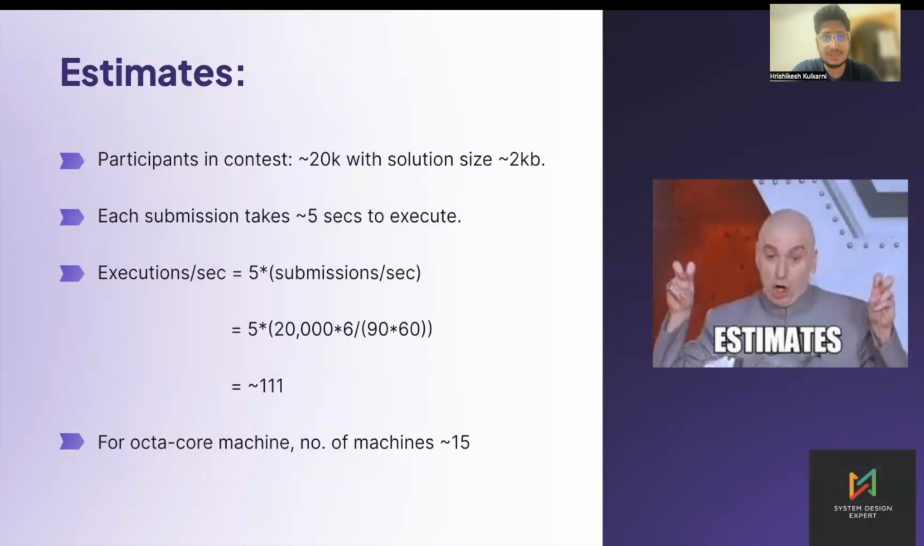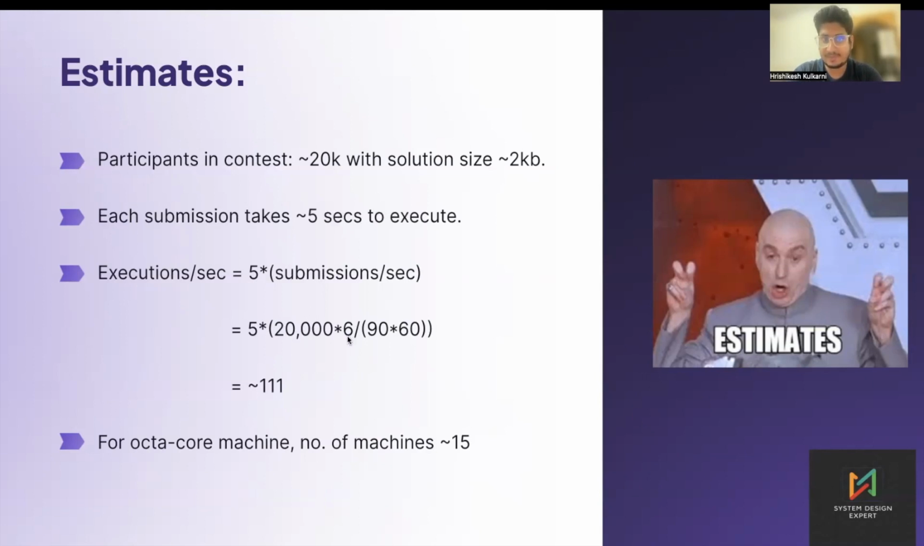Now let's compute the number of executions per second that are running concurrently. For this, we assume 5 into submissions per second. Why 5? Each submission is going to take time against all the input files. So that is 5, into submissions per second. We assume there are 20K active candidates, so 5 into 20K.